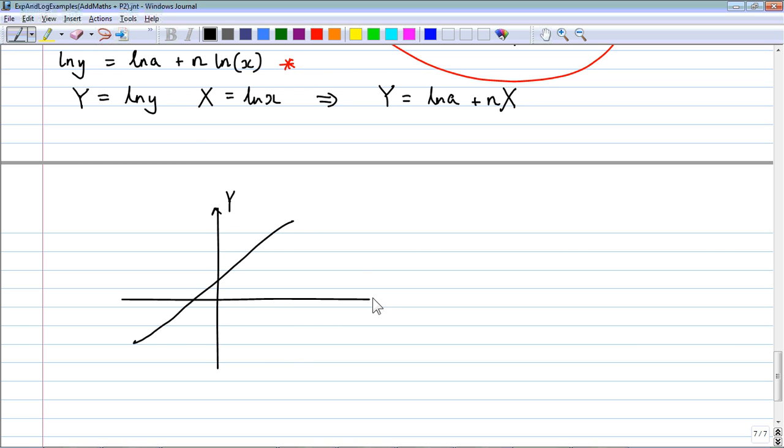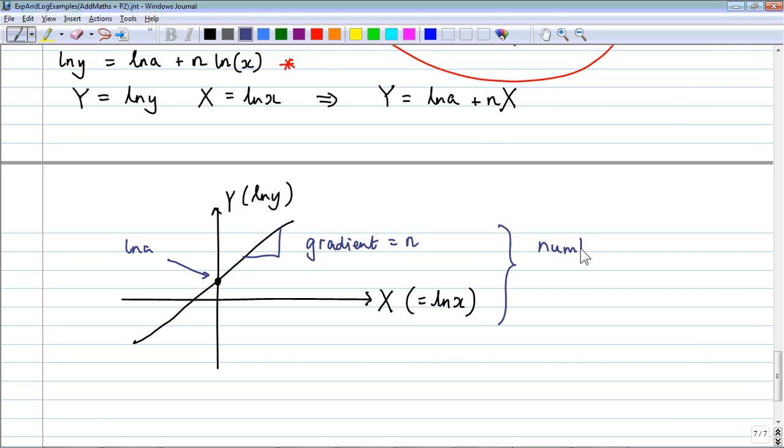So here we have capital Y, here we have capital X, in brackets that's ln of little x, in brackets that's ln of little y, and this is the line. What is the y-axis intercept? The answer is the y-axis intercept is the value of the constant ln A. Now what is the gradient of the line? Gradient would be, of course, n. So the two numbers that we want, A and n, can be found from the graph.